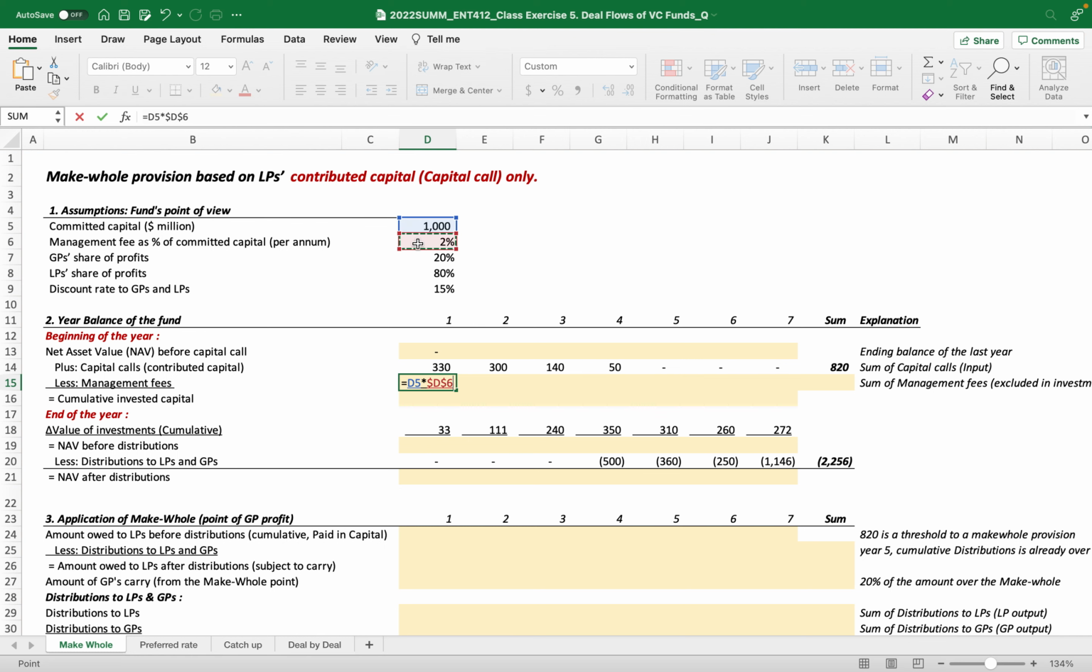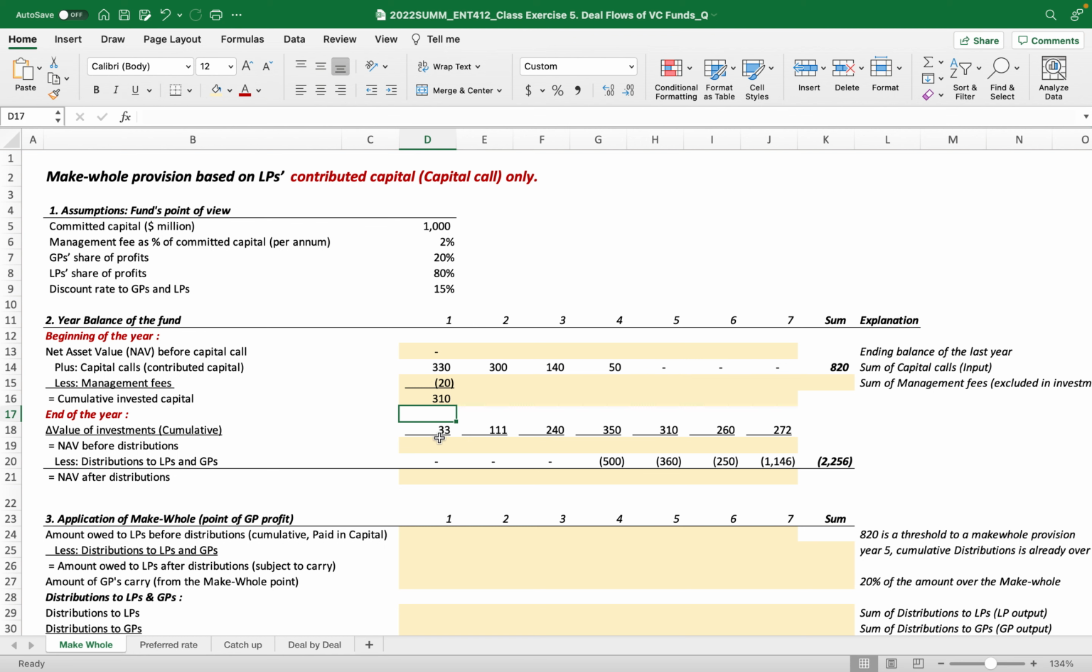This must be the management fees throughout the vintage year. And then cumulative invested capital, how to get it, right? I want to put this as a negative because it's an expense, right? Then let's put the sum of this. And then we got 310 million.